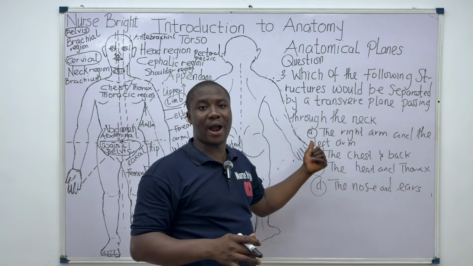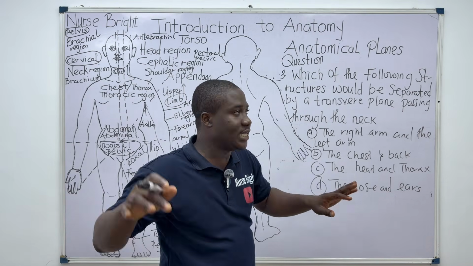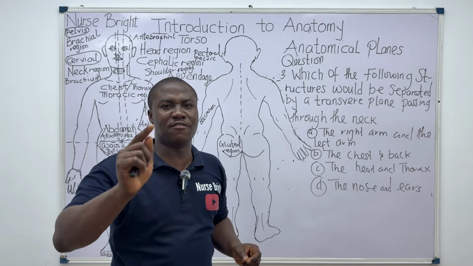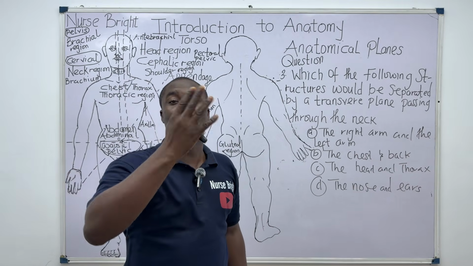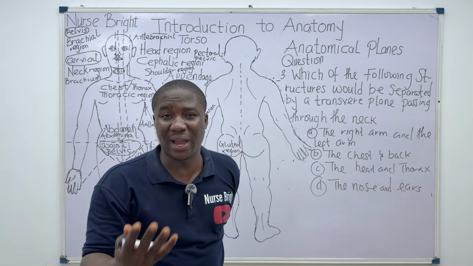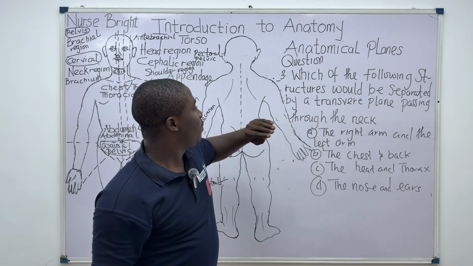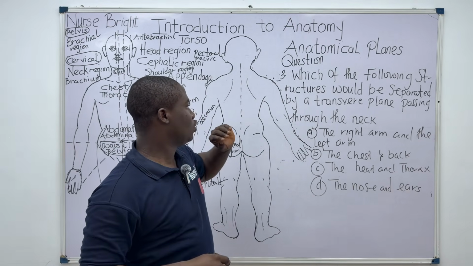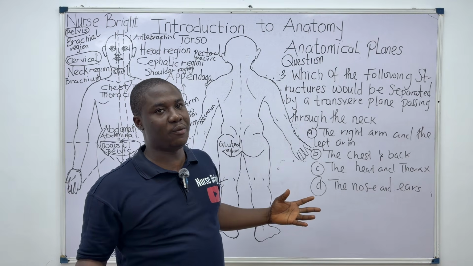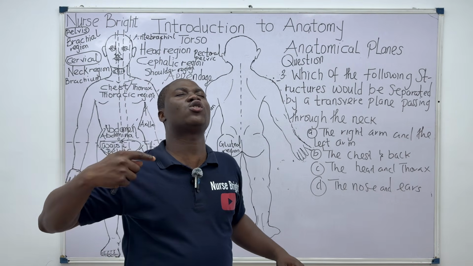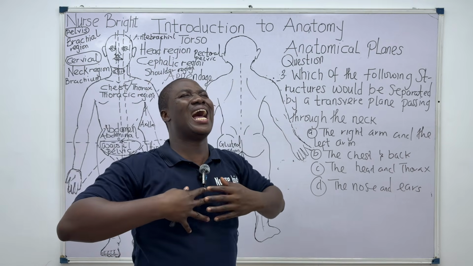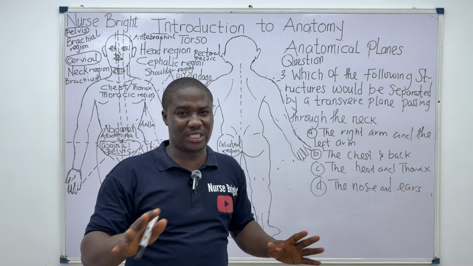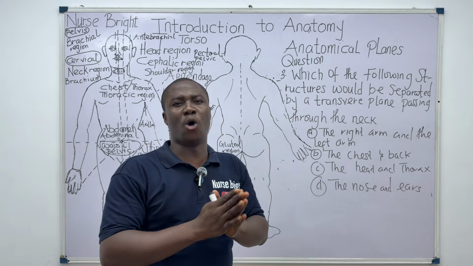Okay, guys, here's your own practice question. Ensure you provide the answer in the comment section. So easy. Which of the following structures would be separated by a transverse plane? First of all, you have to know the other name of transverse, which is also called the horizontal or axial plane. Now, the plane passes through the neck, this imaginary line. So which structures will be separated when a plane passes through the neck? I think it is the head and the chest region. Provide the answer in the comment section. It is very easy. It's not difficult at all. So that is for that.